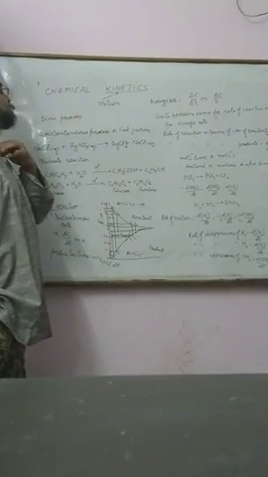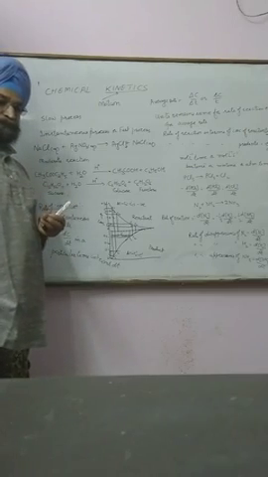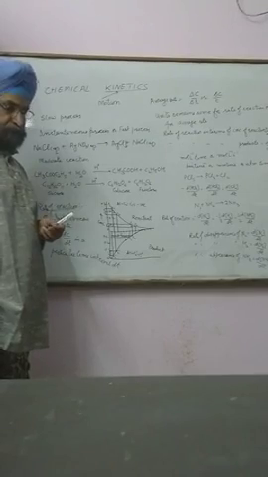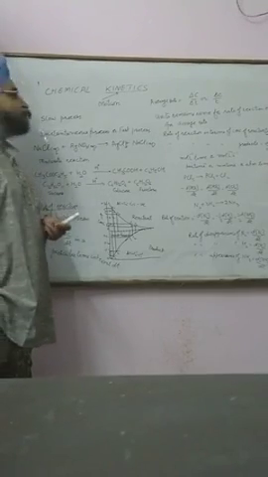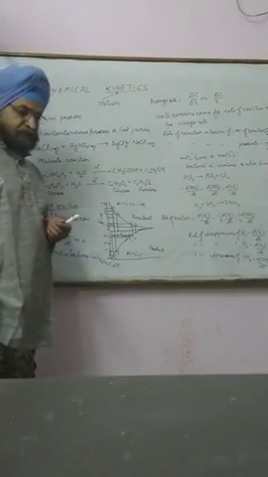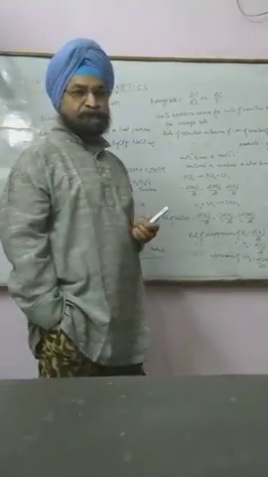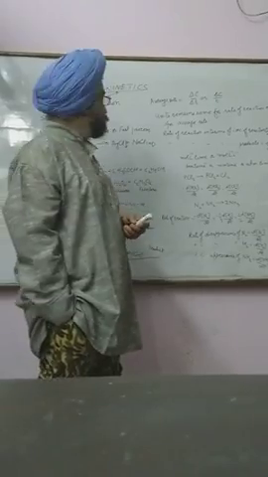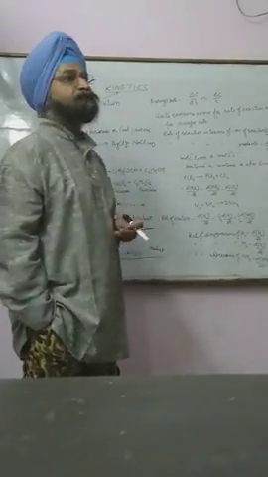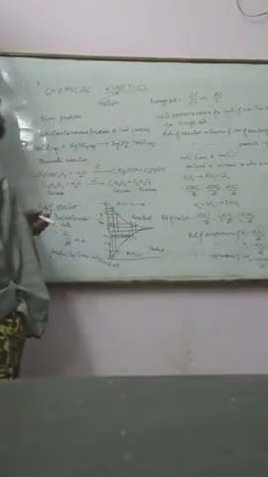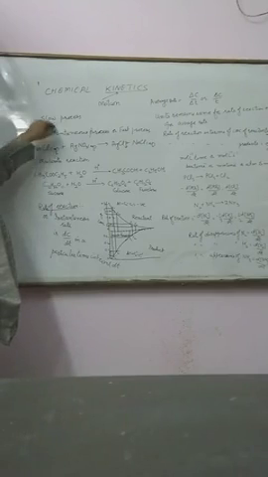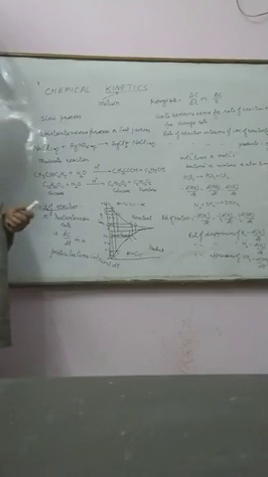The mechanism term we already studied in plus 1: the case study of a reaction involving all the intermediate steps, which may be short-lived or long-lived, is said to be mechanism. Now, on the basis of time, the processes are divided into three categories, and first is slow reaction.